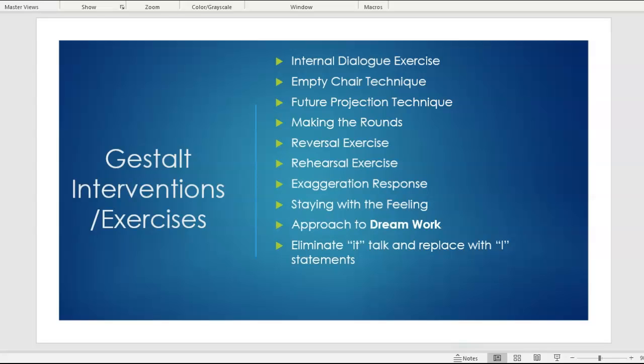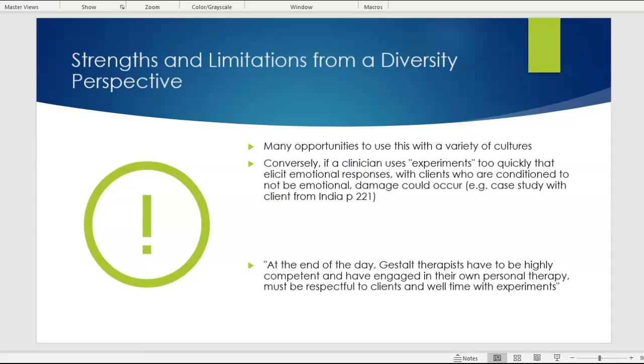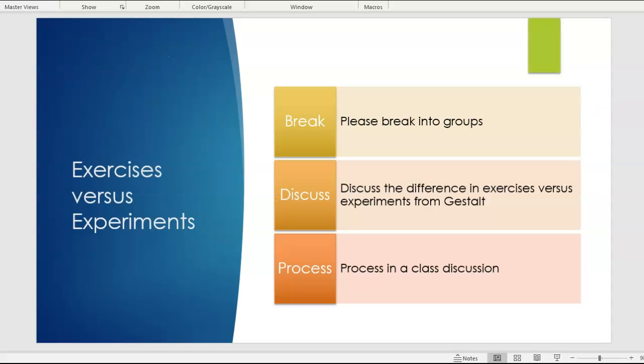And I put interventions there just so you would not get confused. Remember, I keep telling you exercise, intervention. The only thing is this: experiment and exercise in Gestalt are different. Those are two different things. Read it, know it, understand it, because if you don't, you're going to get caught up on something incorrect. Did I talk about that? Oh, okay, I have it covered when we do this. That's why it's not in here.